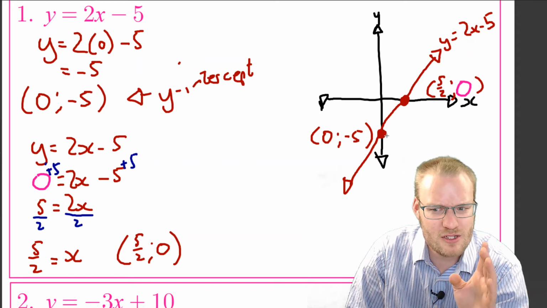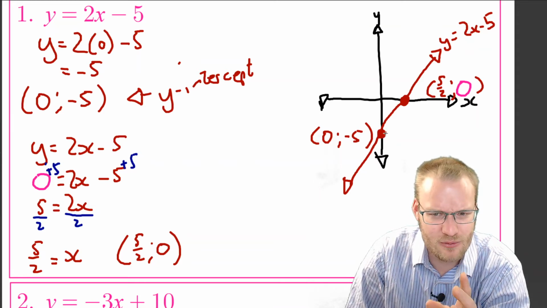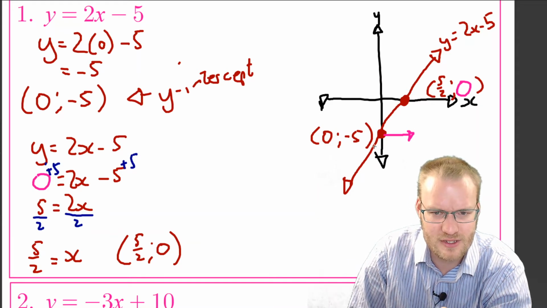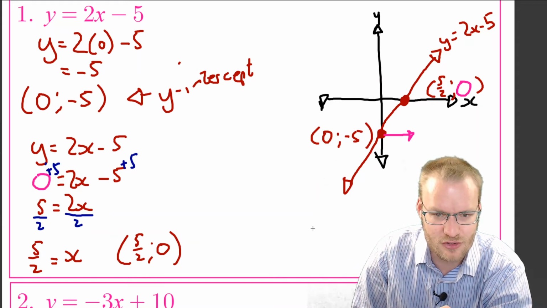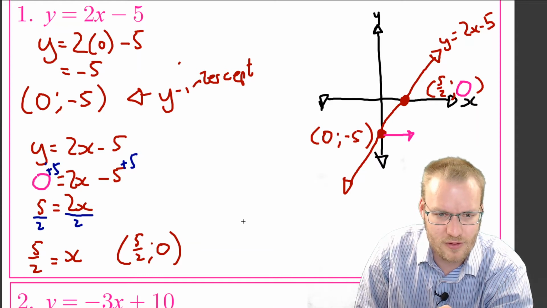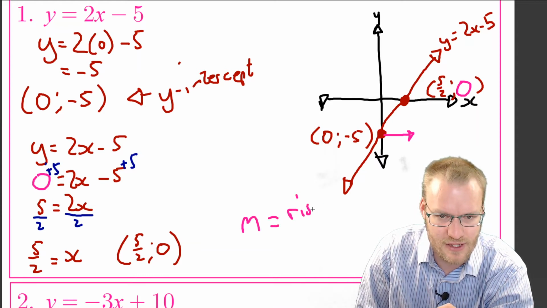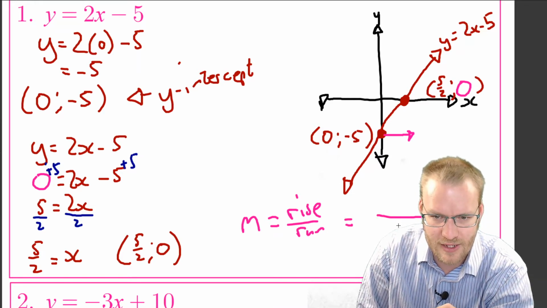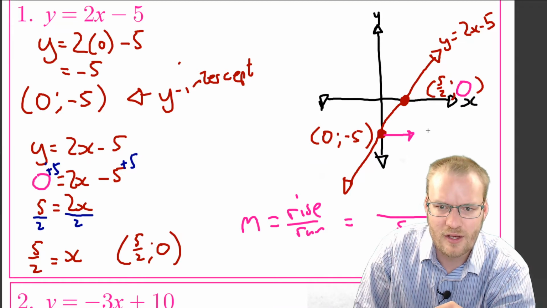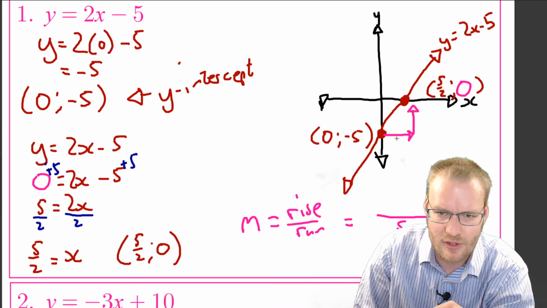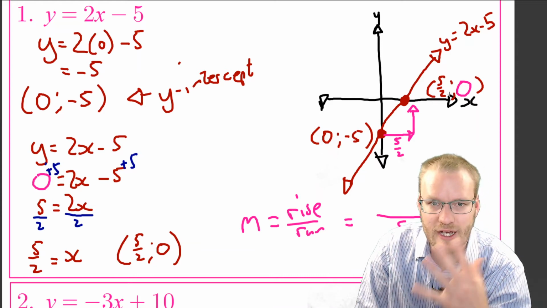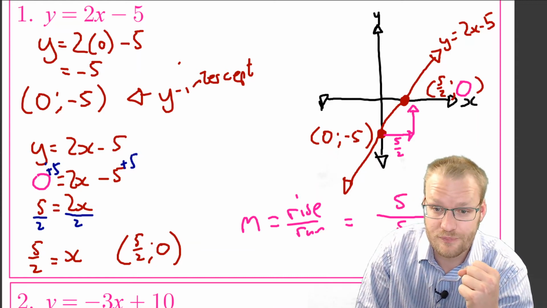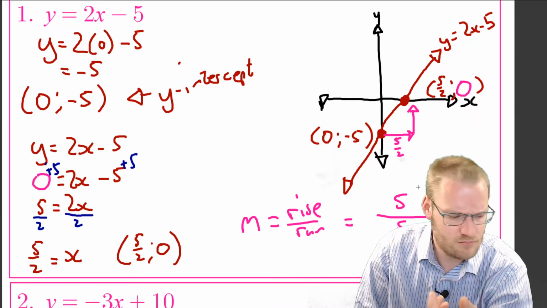So we looked at this in terms of a ratio, and I really like that question of can we look at it like that to say, well, we're going across, in this case, from 0 to 5 over 2. So our gradient is rise over run. We're going across by 5 over 2, and we're going up from minus 5 to 0. So we're going up 5. Okay, that's not too scary.